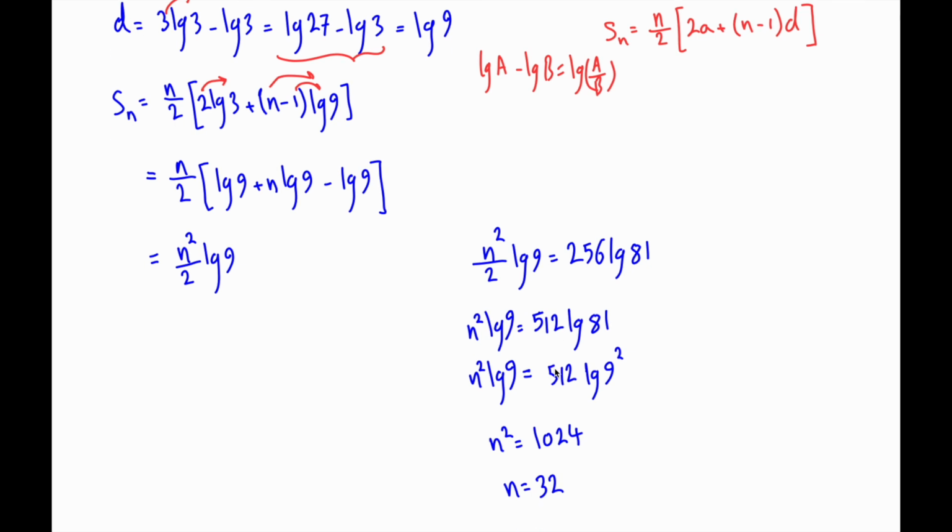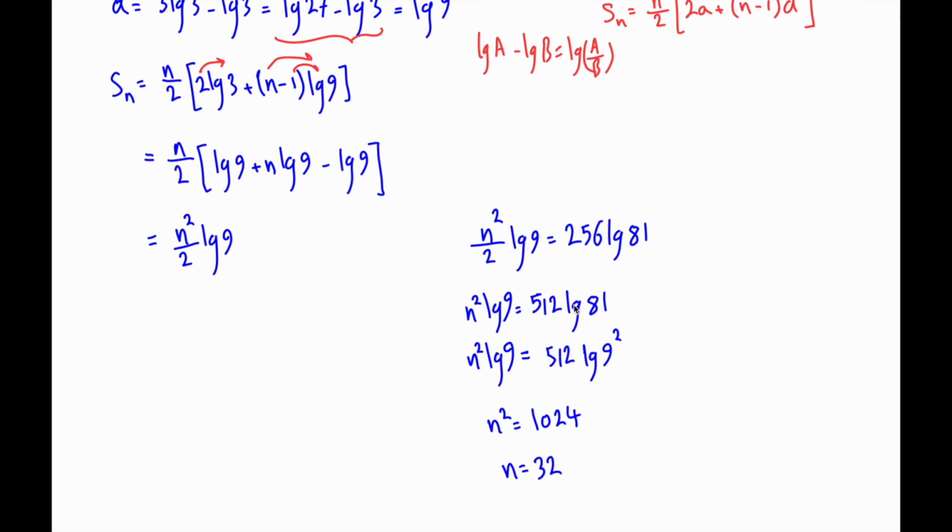And now the goal is to find the n. What I did here, at first I got rid of the 2 here. I multiplied both sides by 2, and then I needed to make my logarithms look the same. So instead of 81, I wrote 9 squared, where the 2 could come in front and be multiplied by 512, which results in 1024. And the log 9 from both sides can cancel out, so you're left with n squared being 1024, which results in n being 32.